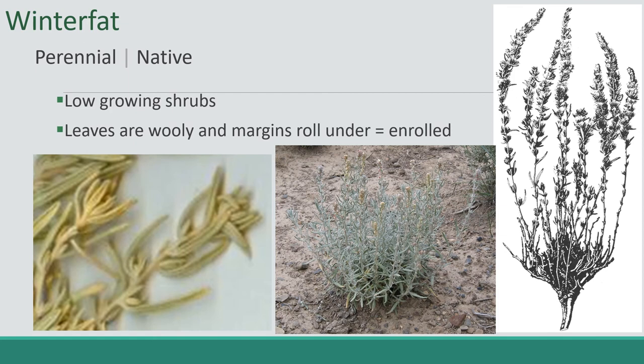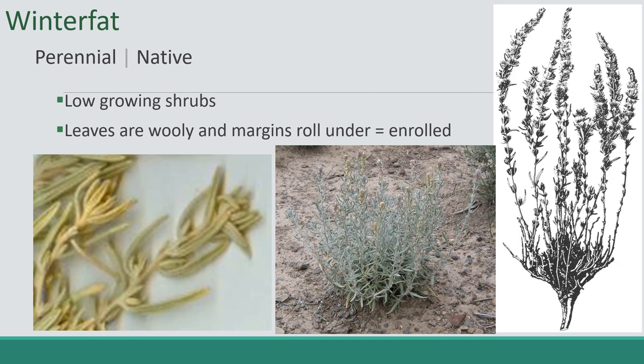Another way to remember the name is the leaves are real woolly. Its Latin name is actually lanata, which lanata means woolly, like wool from a sheep. And you can see that picture on the left, it looks kind of indistinct or kind of fuzzy. That's because it's a woolly leaf. So that will help you remember woolly for winter and fat. And we talked about enrolled leaves when we described plant characteristics, and you can see that this plant on the left has an enrolled leaf. That means that the margins roll back under towards the underside of the leaf.